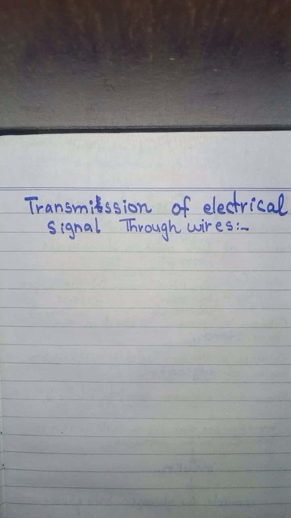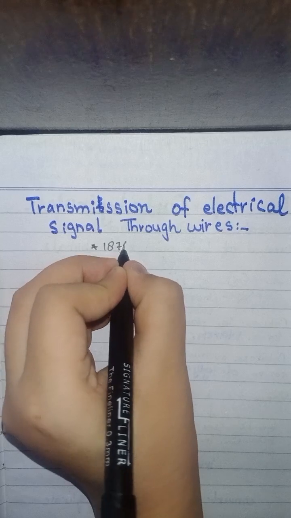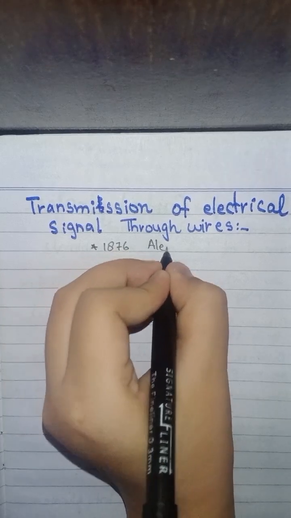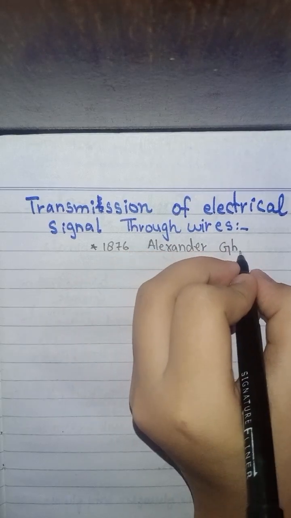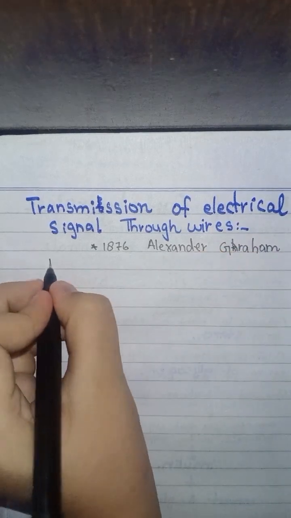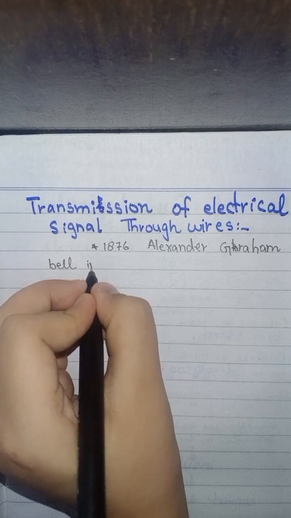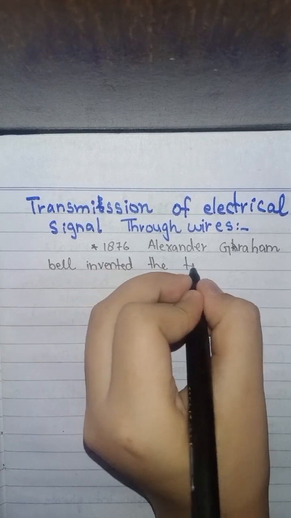Okay, so today we are going to discuss the transmission of electrical signals through wires, that is a topic of ICT, Information and Communication Technology. So for your knowledge, I am going to tell you that in 1876, Alexander Graham Bell invented the telephone.